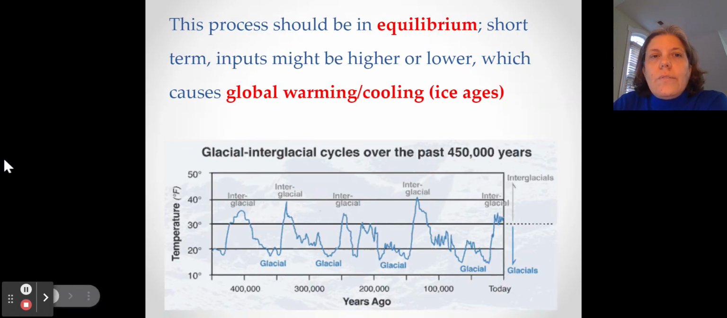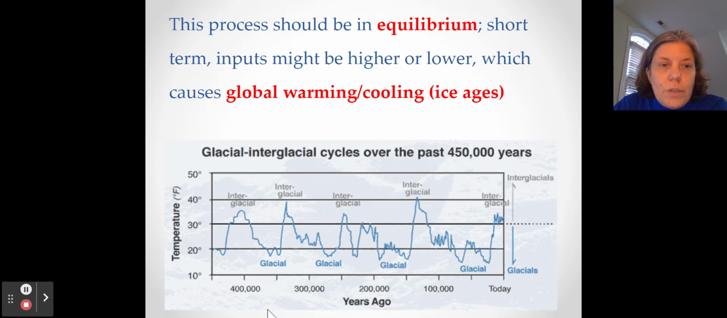Okay, so this greenhouse effect process should be in equilibrium. So short-term inputs could be higher or lower, which causes global warming and cooling, ice ages, or periods of warming. And so this graph shows you that. Glacial or interglacial cycles over the past 450,000 years. So take a look at what happens here.